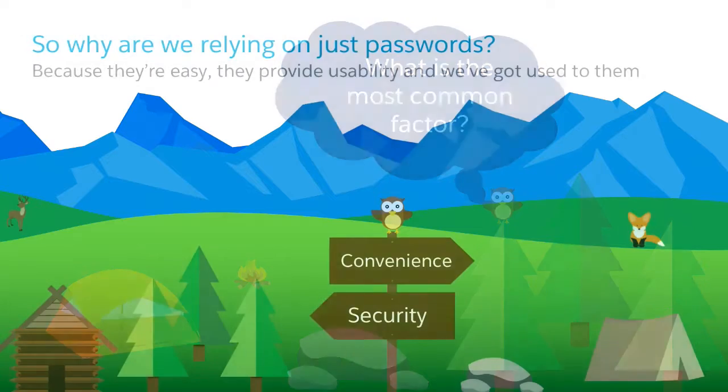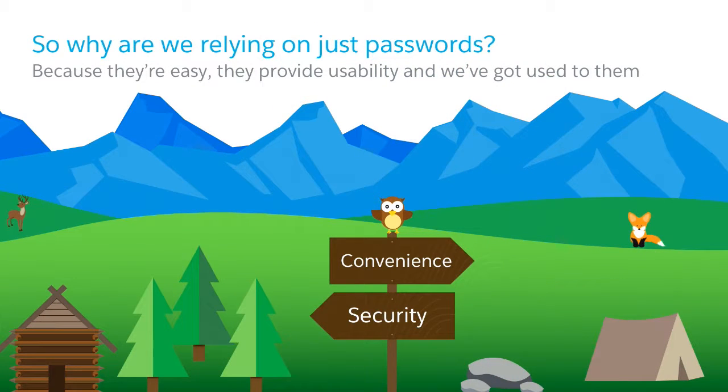So password's the most common one, and why do we rely on them? It's because they're easy. They're easy to implement as a developer, and we've gotten used to them. Like from the first time sharing computers back in the 60s, passwords were implemented to tell a user apart, authenticate a user. So it's been the convenient solution, but it's not necessarily the secure solution.